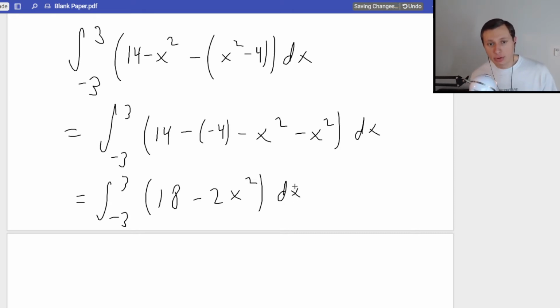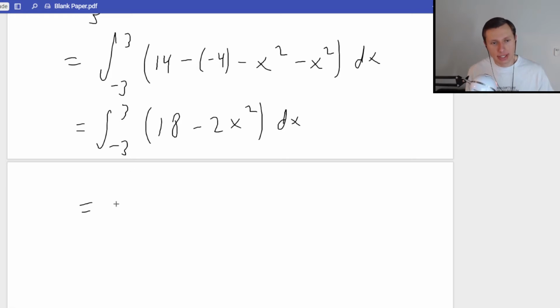By the way, if you ever get a negative answer in any of these integrals, it means you chose the wrong function as the top function. You should always get a positive area because, well, area needs to be positive. And if you got a negative area, it means you chose the wrong thing to be the top function. So that's actually a nice way of checking.